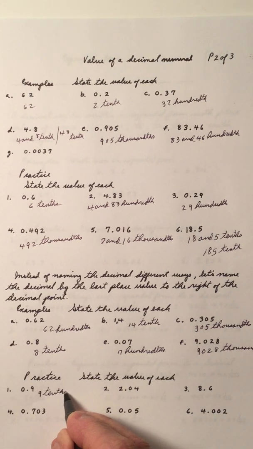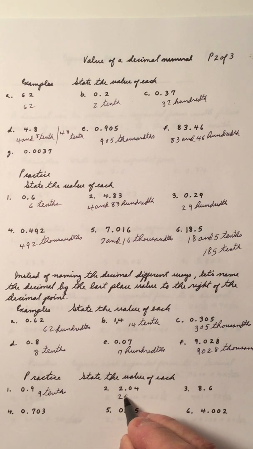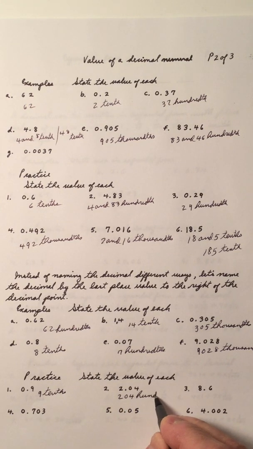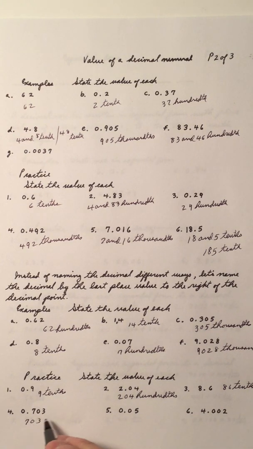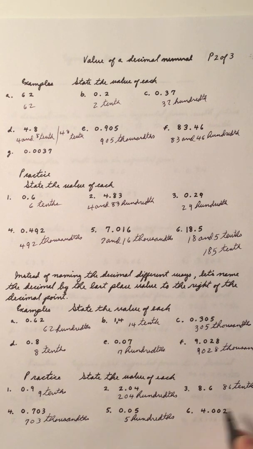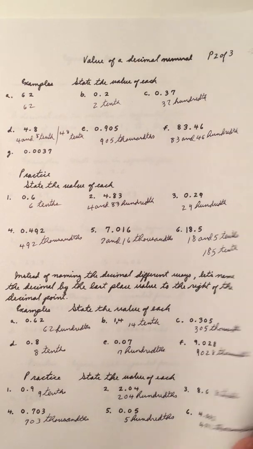9/10. 204 hundredths. 86/10. 703 thousandths. And this one is 5 hundredths. Number 6 is 4,002 thousandths. Again, the decimal drops and you get a 4002 and 2 is in the thousandths place.